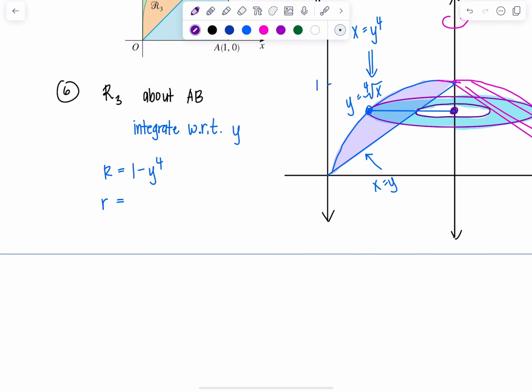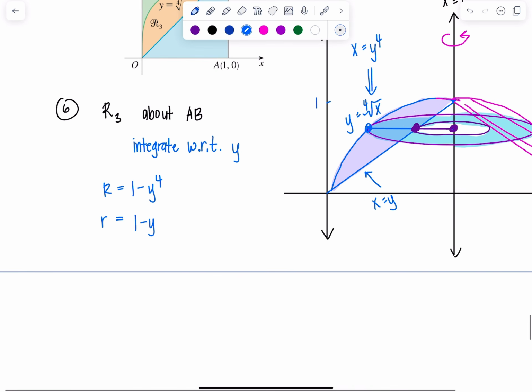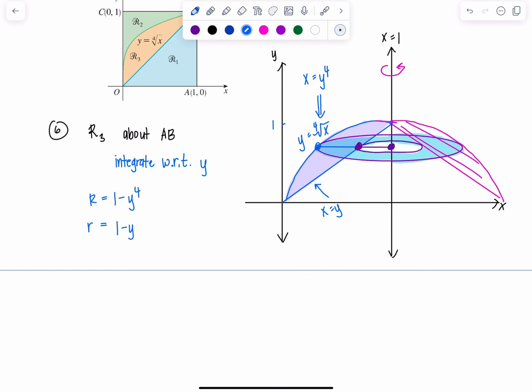Inner radius. Okay, inner radius goes from axis of revolution to that inner edge, right there. Again, we're going to do right minus left. 1 minus this line, which is y. 1 minus y. Good? Great. Limits of integration are in terms of y based on the original area before you spun, from 0 to 1. Okay, so volume is pi integral 0 to 1 outer radius squared minus inner radius squared dy.